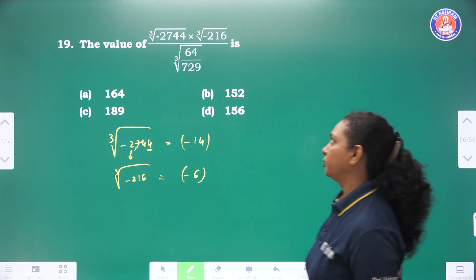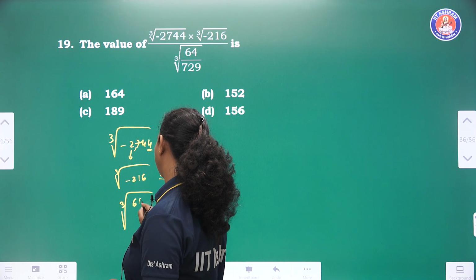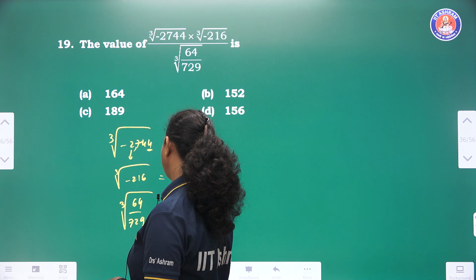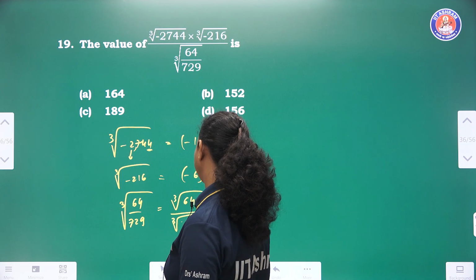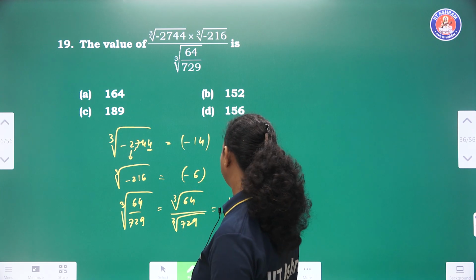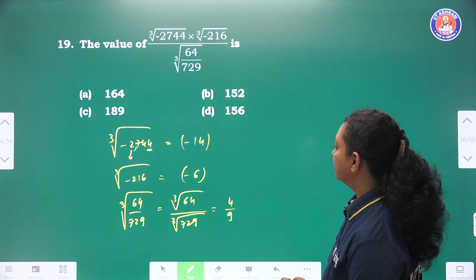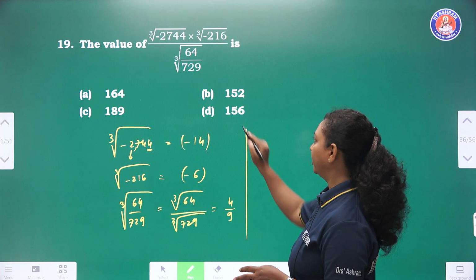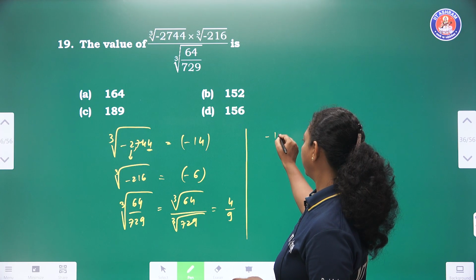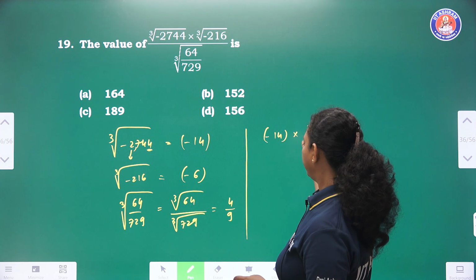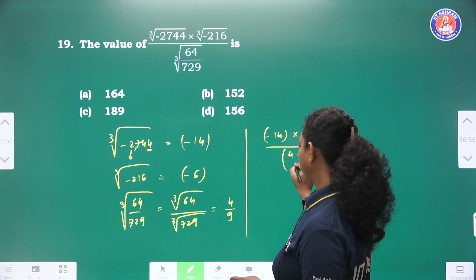Then you have to find the cube root of 64 upon 729. So cube root of 64 by cube root of 729, so it is 4 upon 9. Now we just substitute these values and solve this expression. So the cube root of minus 2744 is minus 14 into minus 6 upon 4 by 9.